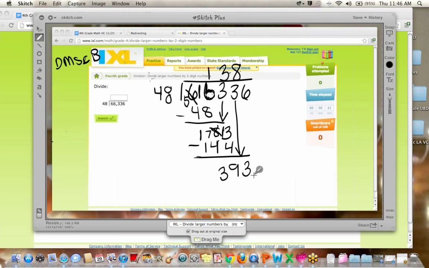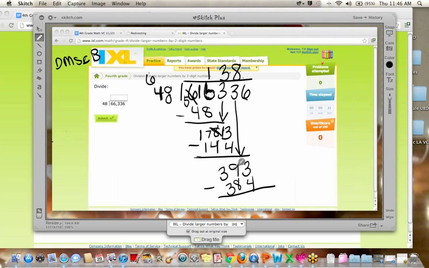8 times 8. What is that, Will? What's 8 times 8? Oh, you guys got to practice those multiplication facts. 64. What is 8 times 4, Will? 32. What's 32 plus 6? 38. Yes, you guys got to spend some time going over those multiplication facts.